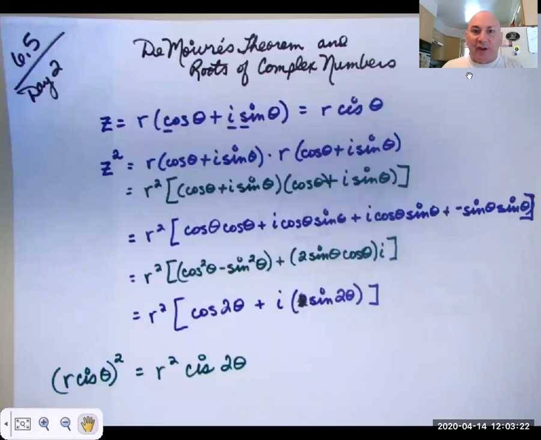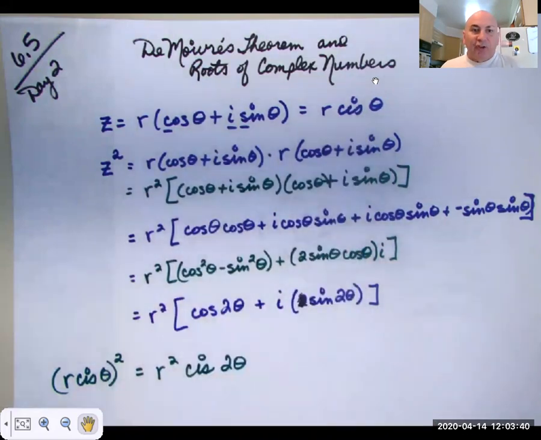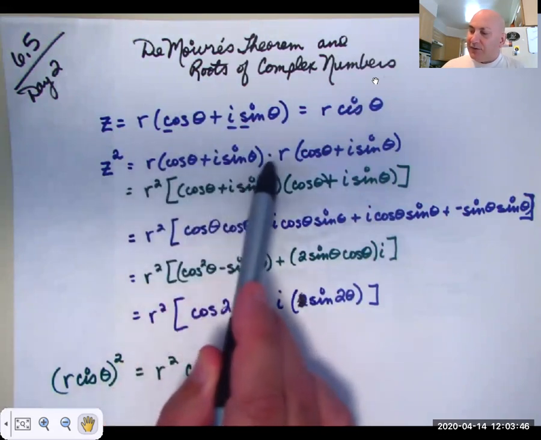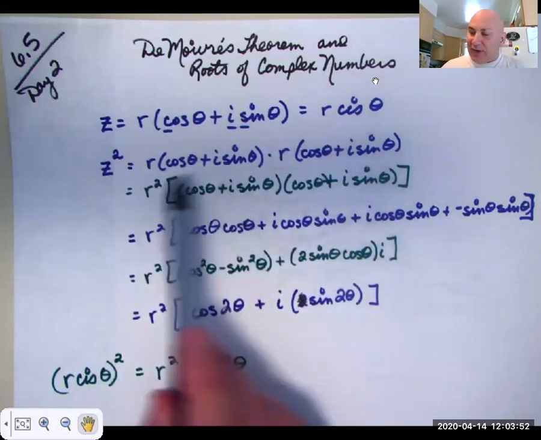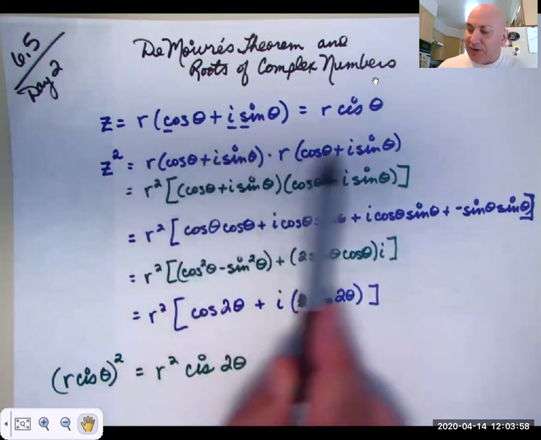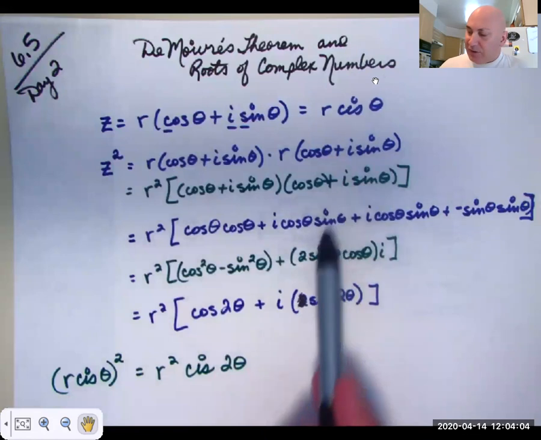And here is DeMoivre's theorem. We're going to take the complex number z, which is r cis theta. So if I want to find z squared, I do r times this times r times this. Well, all those numbers are multiplied together, so I could just rewrite it as r squared times this, which I've done here. FOIL these, and you get what's in blue here.